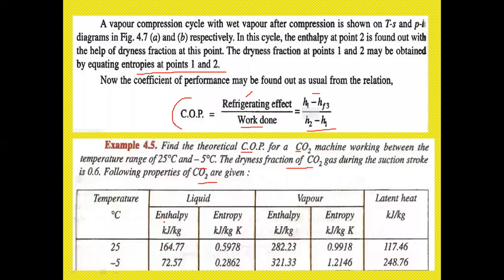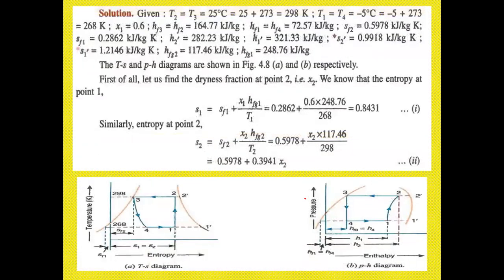Temperature, enthalpy for liquid, entropy. At 25 degrees the enthalpy is 164 and the entropy is 0.59. At minus 5 degrees the enthalpy is 72 and the entropy is 0.2. Coming to the vapor side, the enthalpy is 282, the entropy is 0.99, then 321 and 1.21. The latent heat is 117.46 and 248.76. So this is the information given by this question. Now first write the given data as per the question.